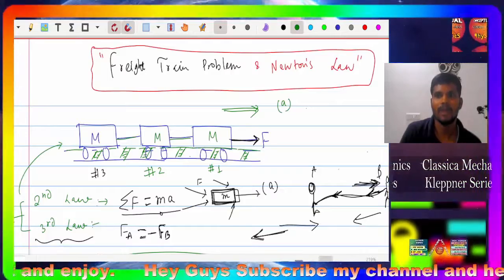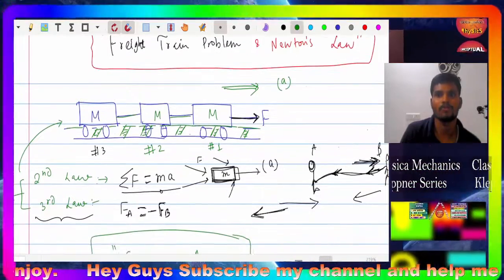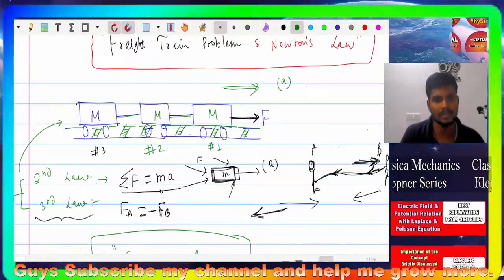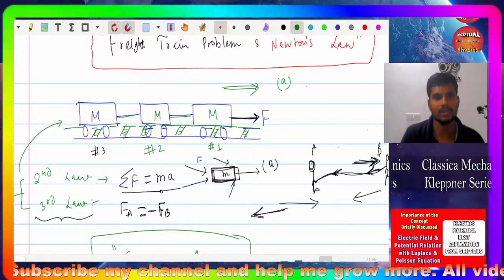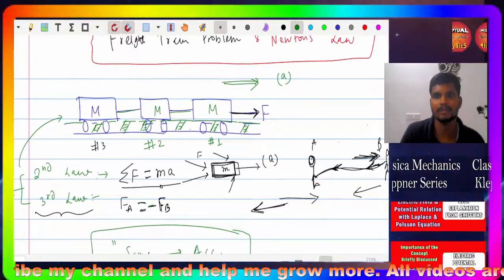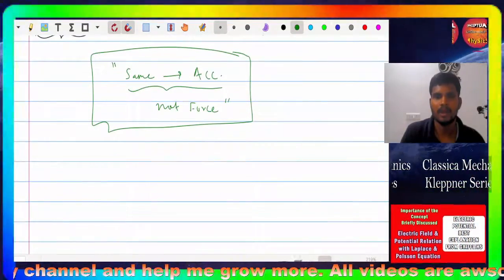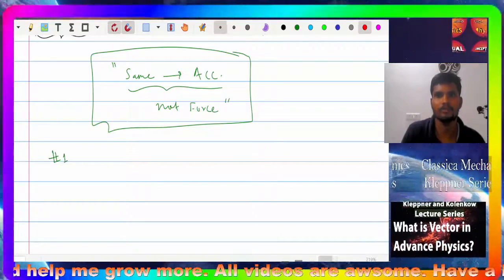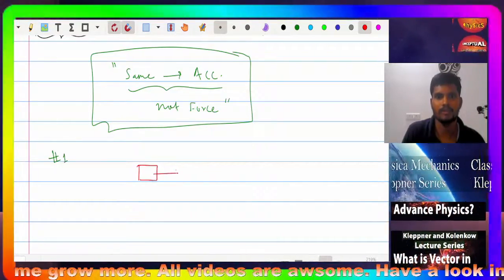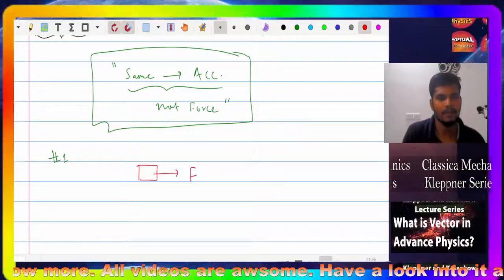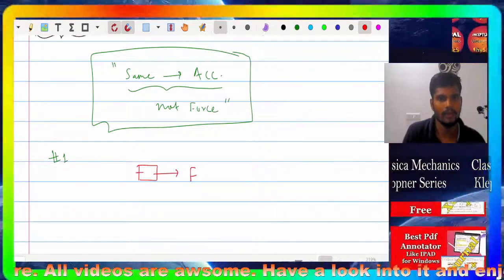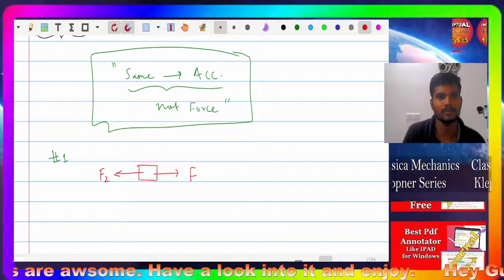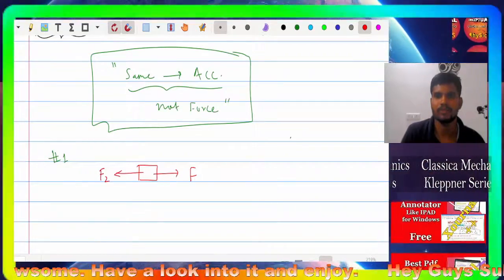First of all, we have to apply Newton's third law: what forces are actually acting, and we have to resolve them in such a way that if some force is acting on something, then there is a reaction on it. For example, let's start with coach 1. Here we have coach 1. Coach 1 is pulled by some force F, but due to coach 2 there is also a force trying to pull it, so I am calling it F2.